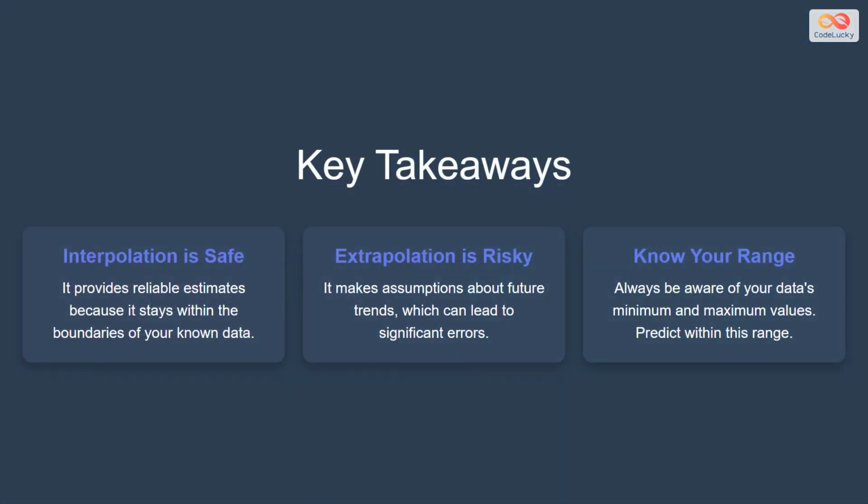So let's recap the most important points. First, interpolation is a safe and reliable way to estimate unknown values within your data range. Second, be very cautious with extrapolation, as it can lead to big errors. And finally, always be aware of your data's boundaries. For the most accurate predictions, always stay within the range of what you have observed.